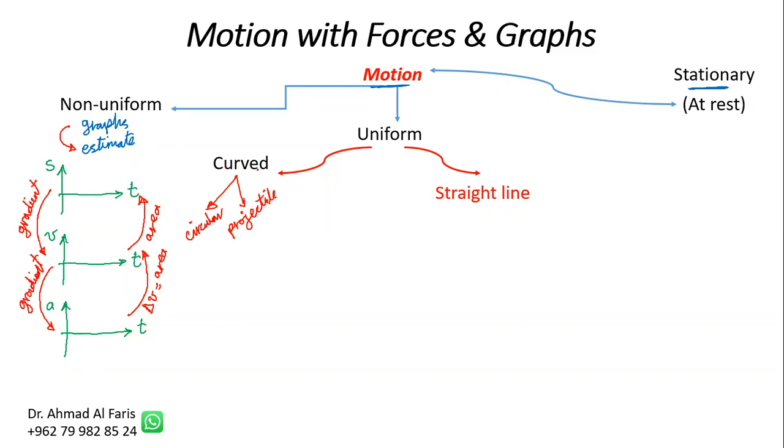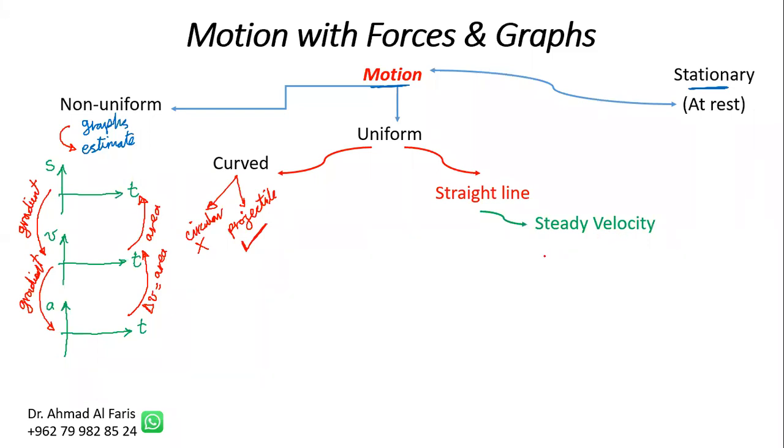So that's about curved motion. And for it, we have circular motion, not included in our syllabus, and projectile motion, which is very important. We are going to explain it later on. And also in straight line motion, what do we have? We have a steady velocity, constant speed. I use the word velocity because both direction and speed are constant.